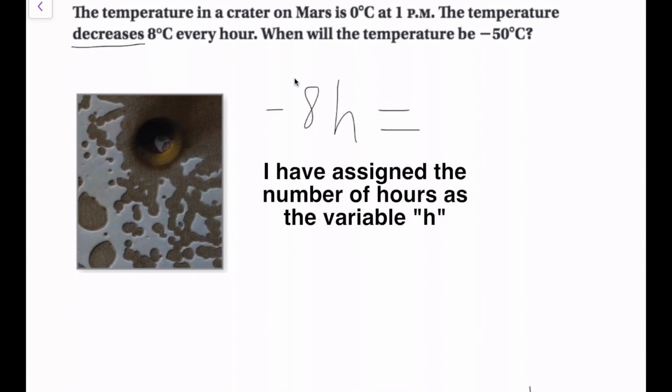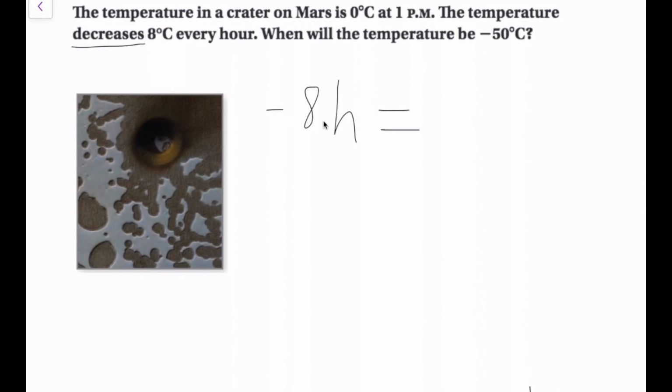And we want an equation, and we want to figure out how many hours will pass at negative 50 degrees. So we want this negative 8 times hours to equal negative 50 degrees. So now I have my equation. Negative 8 times the amount of hours that have passed equals the final temperature that I want, negative 50 degrees. So I have a negative number being multiplied by h. So in order to cancel out multiplication, I'm going to divide by that number. And we divide by everything, not just positive 8, by the negative 8 as well. So I'm going to divide by negative 8. But remember, if I divide by negative 8 on one side, I have to do that exact same thing on the other side in order to keep my equation true.